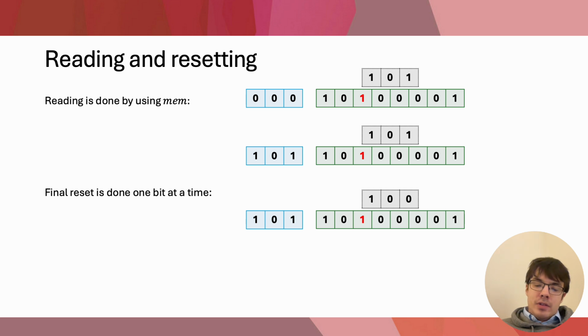In particular, we do the following. We read out the virtual state space and put it in the workspace. Then we find what string we have and we reset one bit at a time to the virtual zero state. In the 101 case, we first reset the last bit, so the 001 bit, and then reset the 100 bit.